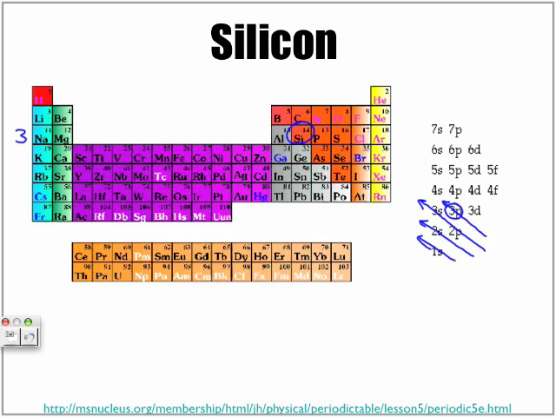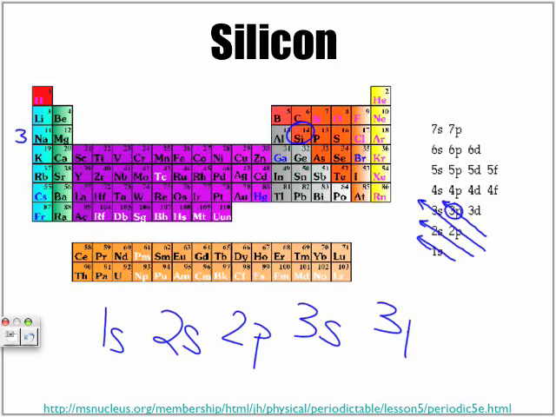So we start off with 1s. We know we have 2s. We know we have 2p. We know we have 3s. And we know we have 3p. But now we have to show how many electrons are found in each one of those subshells. So in the 1s, how many electrons? 2. How many in the 2s? 2. How many in the 2p? 6. How many in the 3s? 2. And how many now for where silicon is? 2.